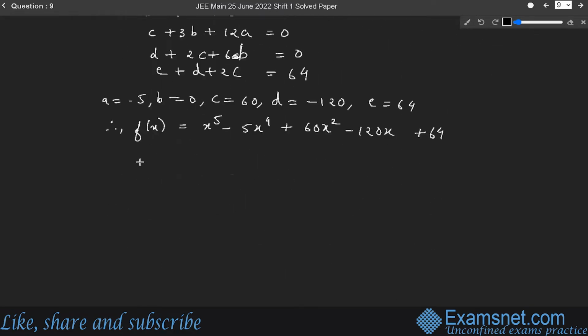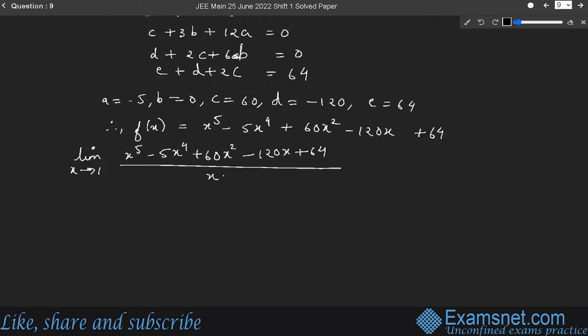Now, limit x tends to 1, (x^5 - 5x^4 + 60x^2 - 120x + 64) divided by (x - 1). So this is 0 by 0 form.